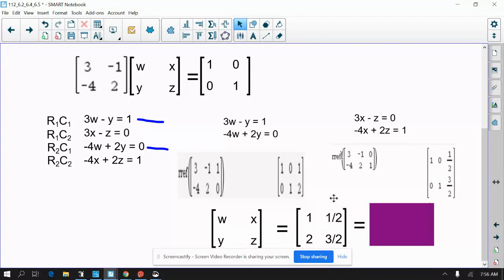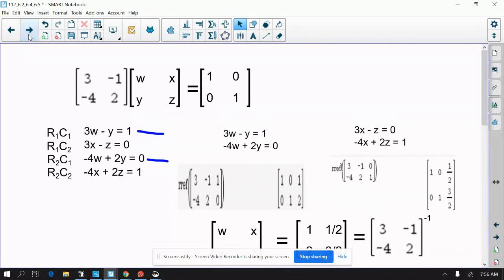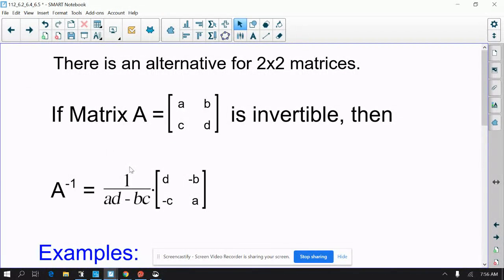And I just put the W, the Y, the X, and the Z in their appropriate spots, and I get the inverse. So W, X, Y, Z tells me about the inverse of my original matrix. So this was a little bit of a cumbersome way to find the inverse. There is an easier way, but it only works for 2 by 2 matrices.